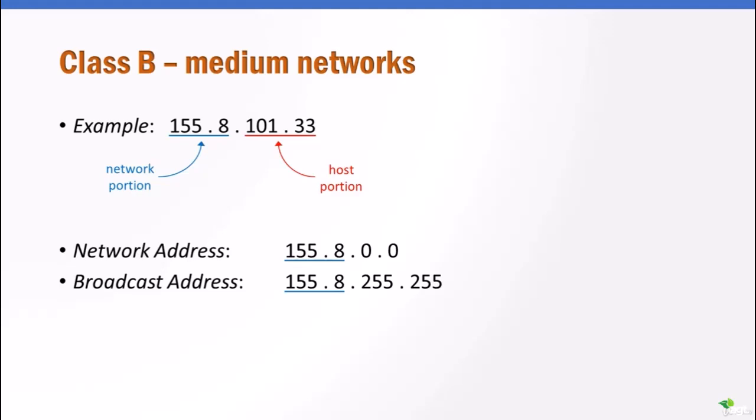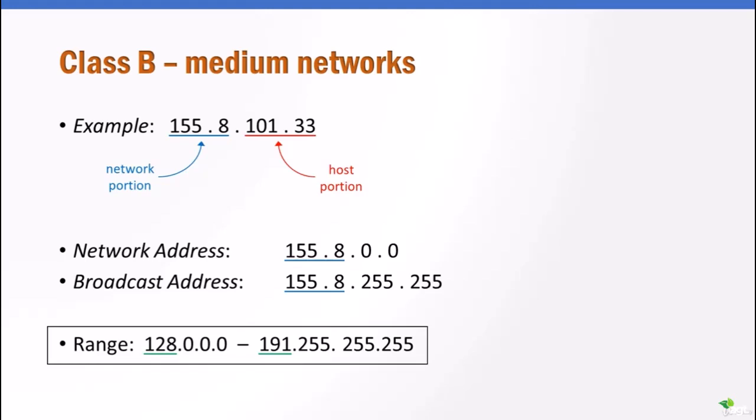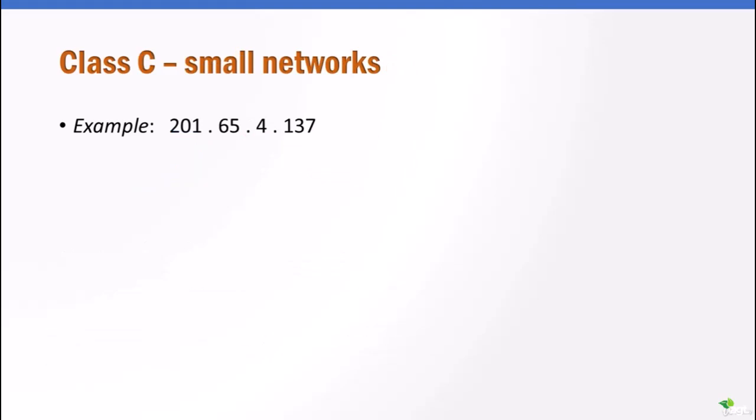And how do we know that an IP address belongs to class B? So again, we look at only the first octet. And if the first octet is somewhere between 128 and 191, that is a class B address. Let's see our third example, this time from class C. So here we have 201.65.4.137. Here, the first three octets represent the network portion, and only the last octet represents the host portion.